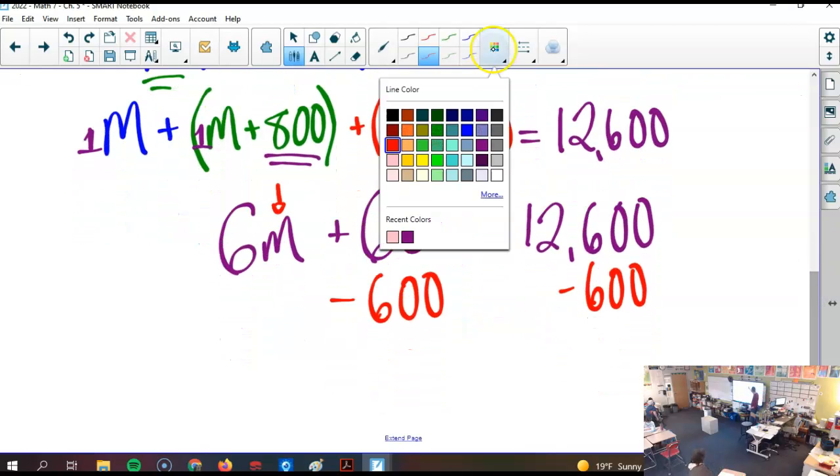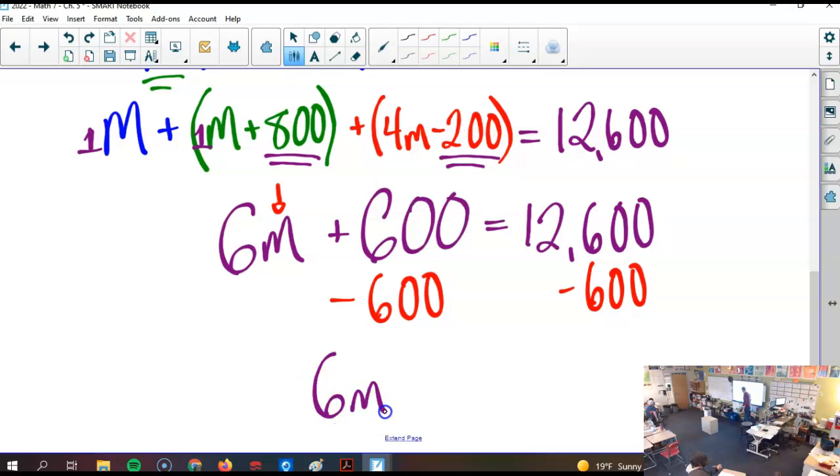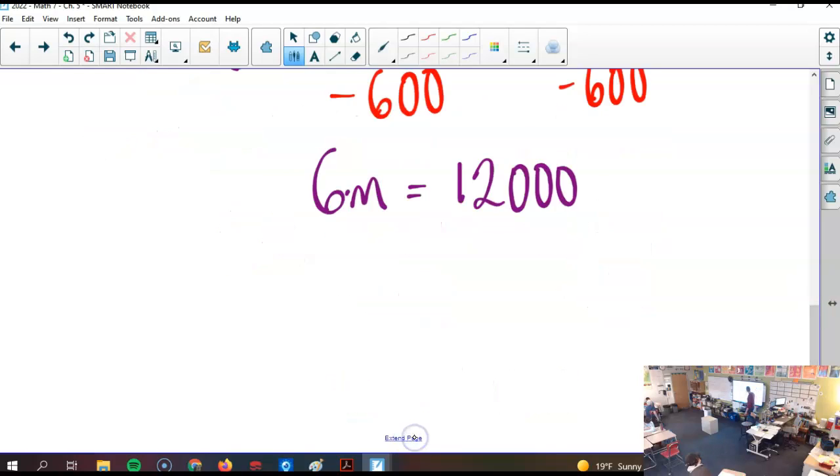Then what I now have is 6M equals 12,000. We're using inverse operations. It was adding, so we subtracted because now this disappears, right? They cancel. So now, Vanessa, you got an idea on what we do next? This is multiplication, so we want to divide by 6.